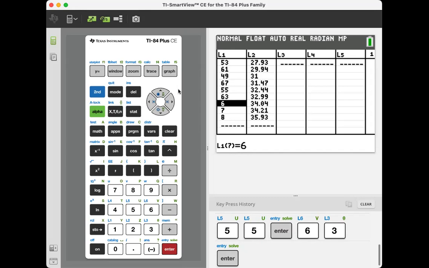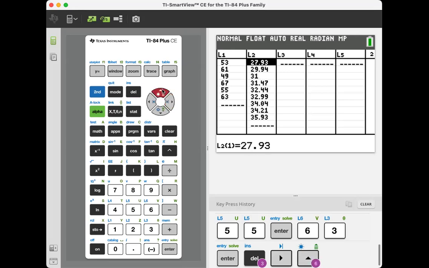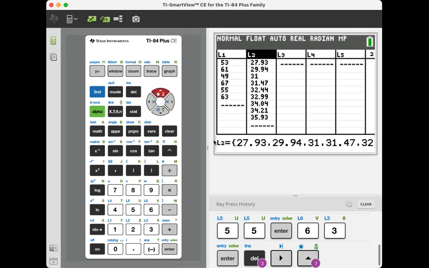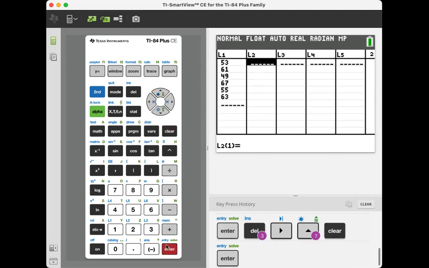Then for the extra numbers here, see the delete button kind of by the left arrow? Delete, delete, delete. Be really careful when you're hitting the delete button, because if you accidentally hit it too many times, you can delete the whole list. If you want to clear a whole list, hit clear and enter. That's why you're supposed to follow button by button.